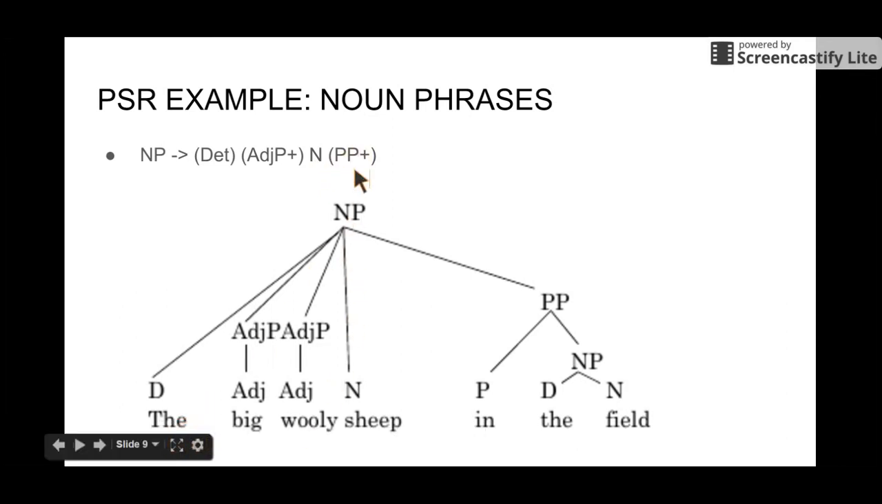And using this phrase structure rule, we can derive this tree. We have the determiner, and we have two adjective phrases, and then we have the head noun, and then an optional prepositional phrase.